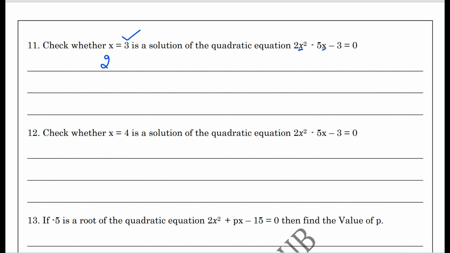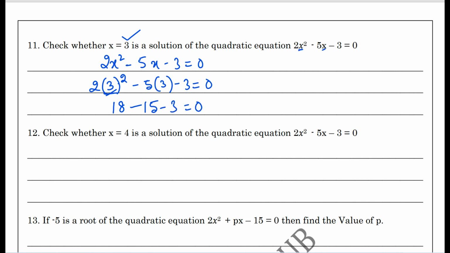Let me write the quadratic equation: 2x square minus 5x minus 3 equals 0. What should I do now? Replace x by 3. Instead of x, write 3. 2 into 3 square minus 5 into 3 minus 3 equals 0. Now 3 square is what? 9. 9 2s are 18. Minus 5 3s are 15. Minus 3 equals 0.